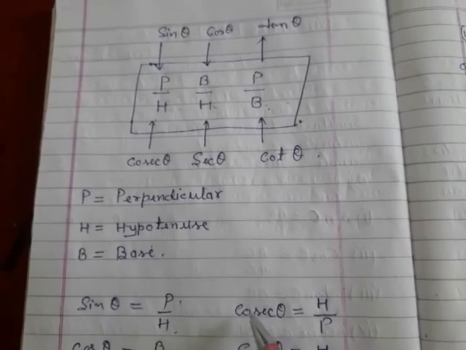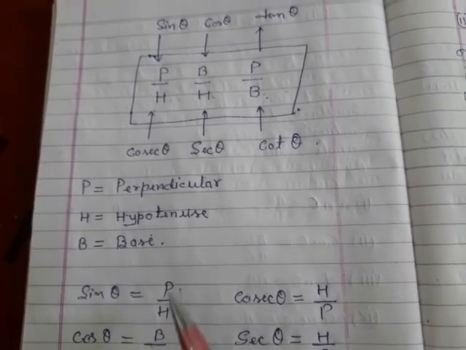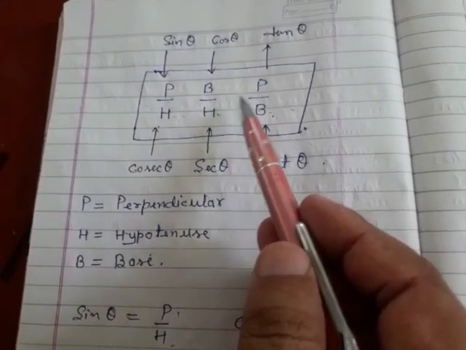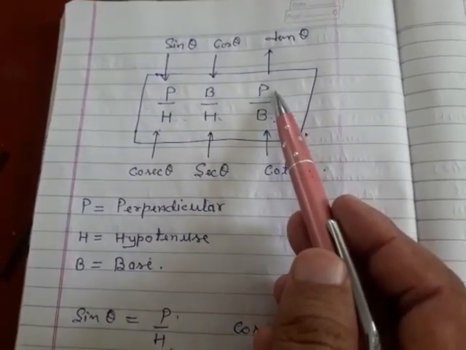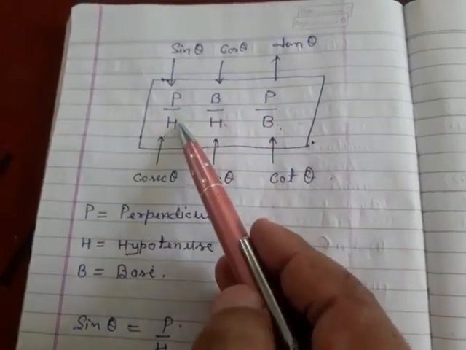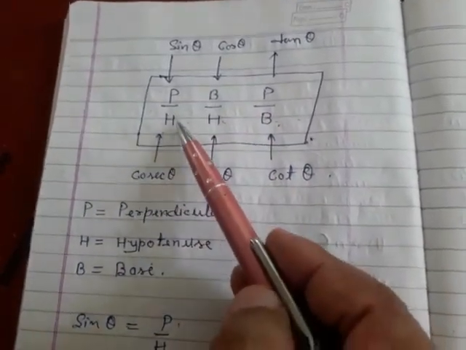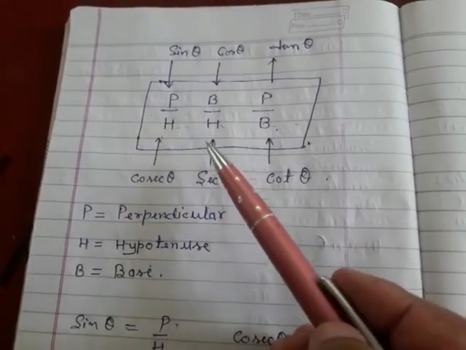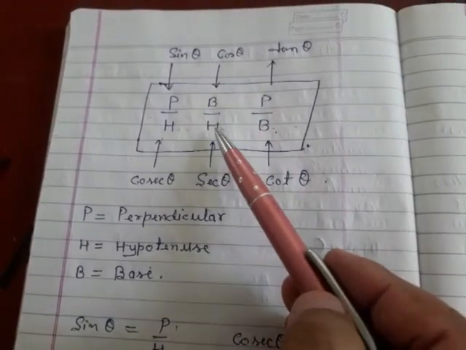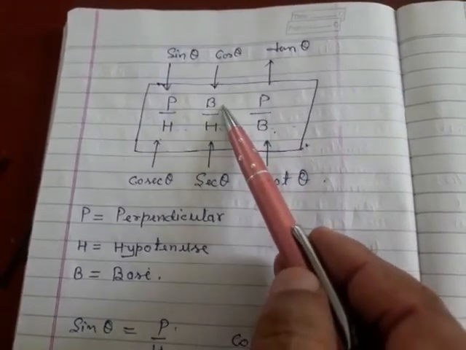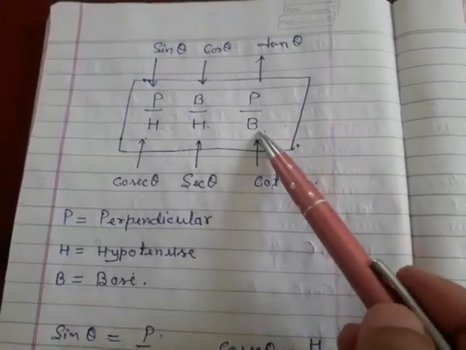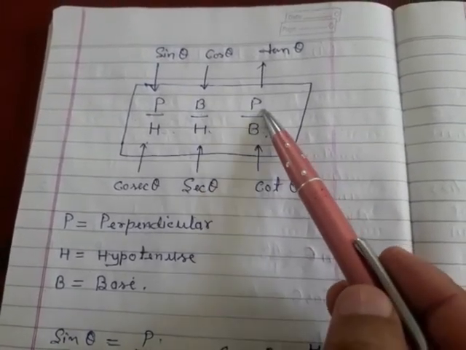Clear? Cos theta is equal to base upon hypotenuse. Tan theta is equal to perpendicular upon base. Cosec theta is just the opposite of sin theta: hypotenuse upon perpendicular. Sec is just the opposite of cos: hypotenuse upon base. And cot is just the opposite of tan: base upon perpendicular.